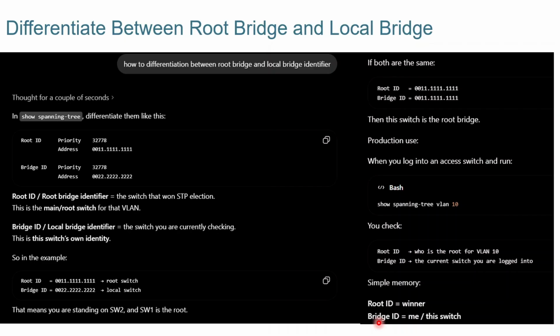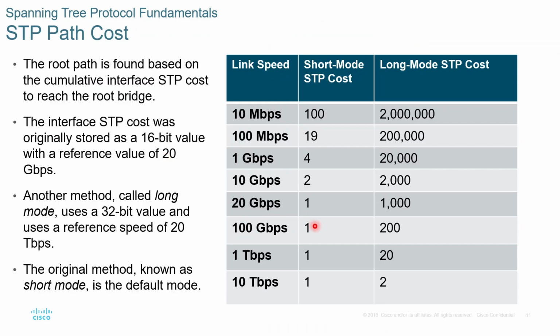So how to differentiate between root bridge and local bridge? See, it will show up like this: root ID, bridge ID. If there's someone else, okay, bridge ID. This is the local ID, and this is how it will show up. And then we have the STP path cost, which is the bandwidth will determine the STP. Hey, I'm better in choosing for this from point A to point B, and it will change, cat 5, cat 6. This is where the path costing part comes in.